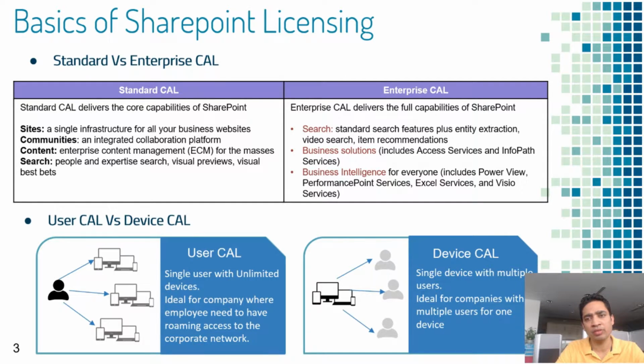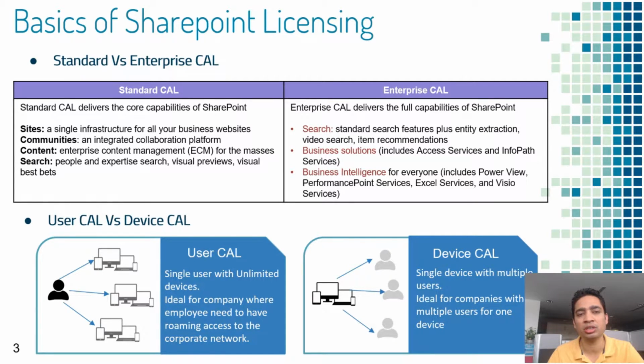What we mean by this enterprise CAL is that you get business solutions like Access Services and InfoPath Services, which are not part of your standard CAL license. With business intelligence, we get Power View, PerformancePoint Services, Excel Services, and Visio Services. So enterprise CAL is the full capability stack for SharePoint, while your standard CAL is the core capability area of SharePoint. You need to decide as an organization whether your work can be accomplished with your standard CAL.